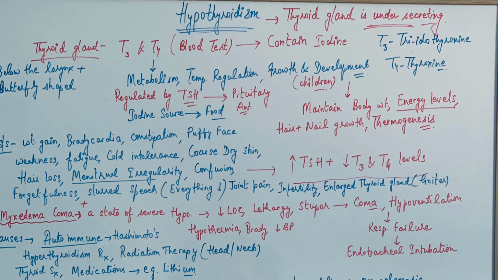Okay, and moreover, the secretion of T3 and T4 is regulated by TSH levels. That is thyroid stimulating hormone, which is secreted by the anterior lobe of the pituitary gland. Okay, the TSH hormone, which is secreted by the pituitary gland, regulates the secretion of T3 and T4. When the body needs T3 and T4, then the pituitary gland secretes TSH, okay, which stimulates the secretion of T3 and T4.